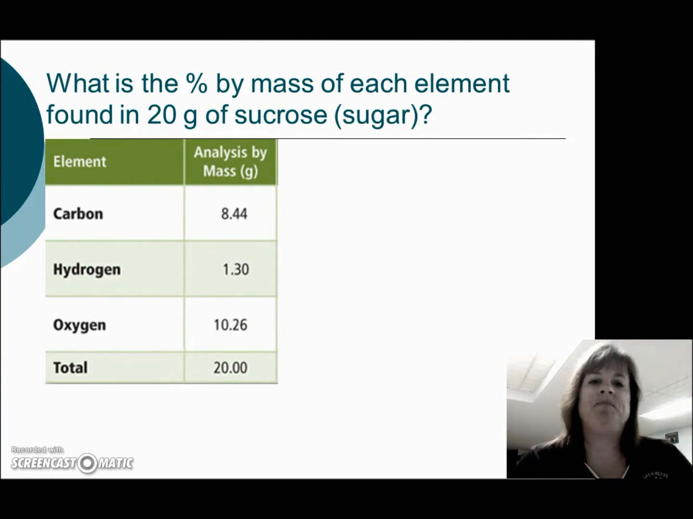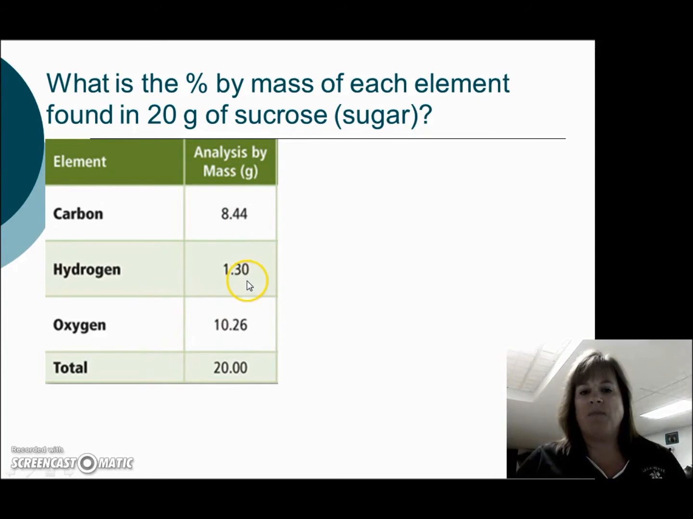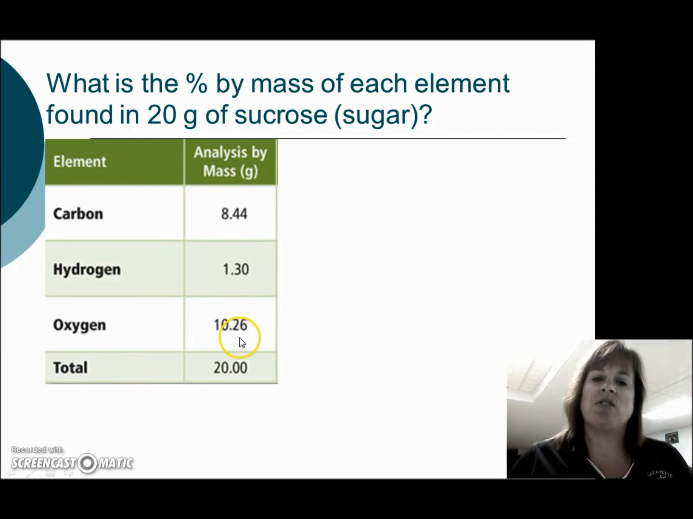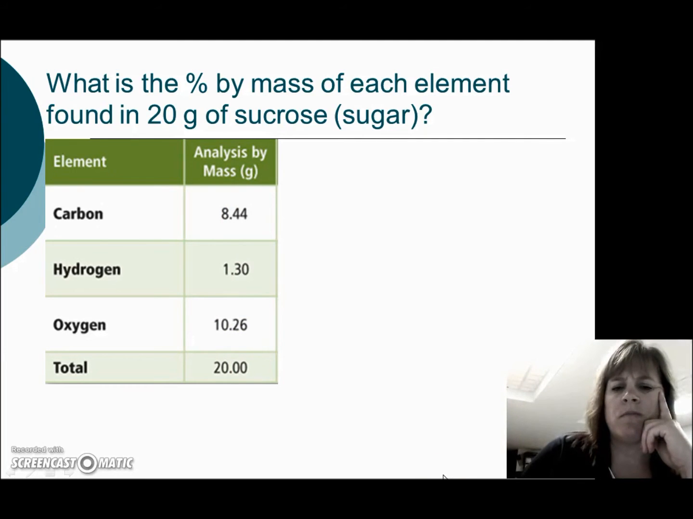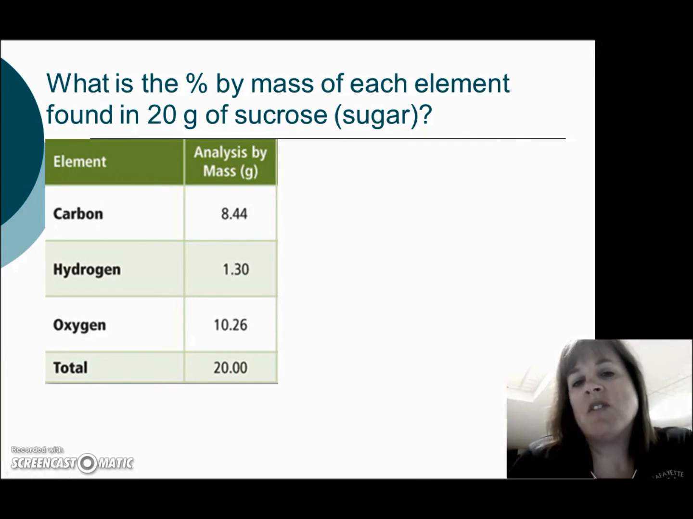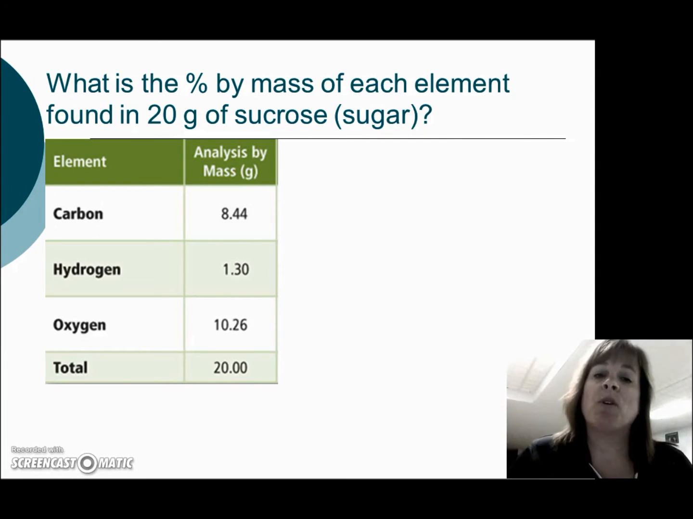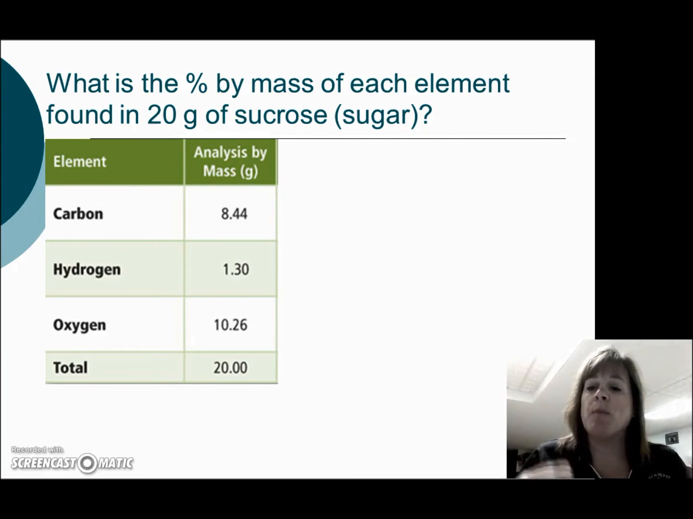Let's take a look at an example. Let's look at sugar. Yummy. If I start off with 20 grams of sugar and I break it into each of its elements, sugar is made out of carbon, hydrogen, and oxygen. What I would find is that I would get 8.44 grams of carbon, 1.3 grams of hydrogen, and 10.26 grams of oxygen, right? When we add these up, they should equal 20. Why should they equal 20? Well, remember, the law of conservation of mass says that mass can't be destroyed in a chemical reaction. So if I take 20 grams of sugar and I break it into elements, I better have all those elements add up to 20.